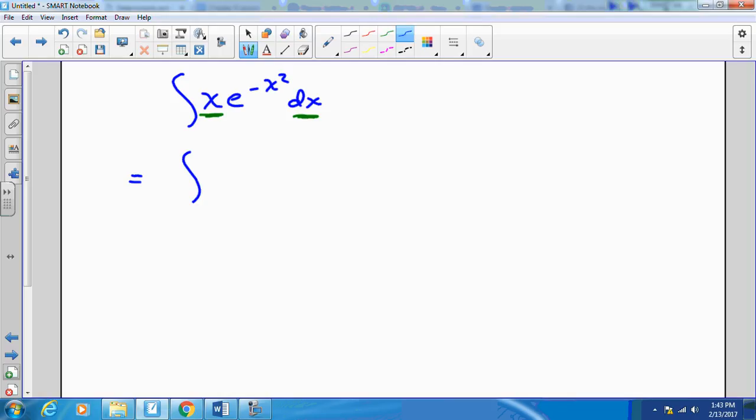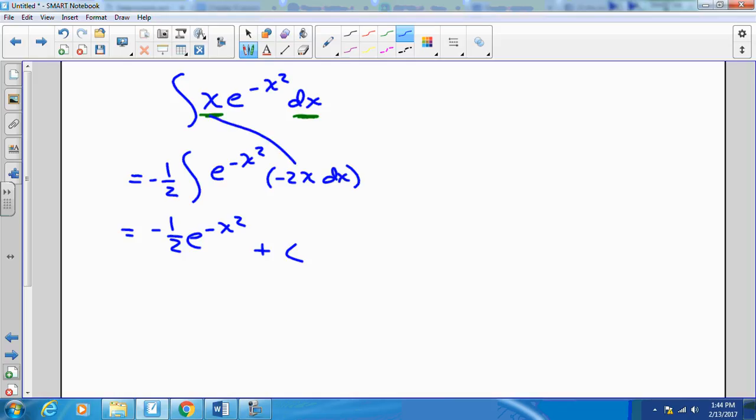So I'm going to rewrite by multiplying by negative 2 on the inside and multiplying by negative 1/2 on the outside, repairing my integral. So that now this is in the form of e to the u du, which gives me e to the u plus c.